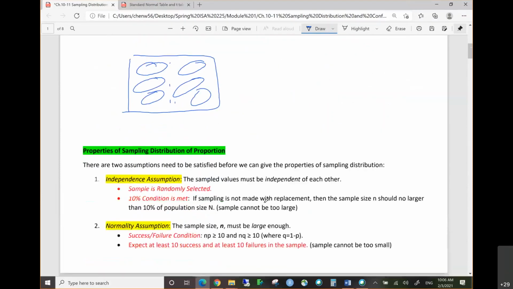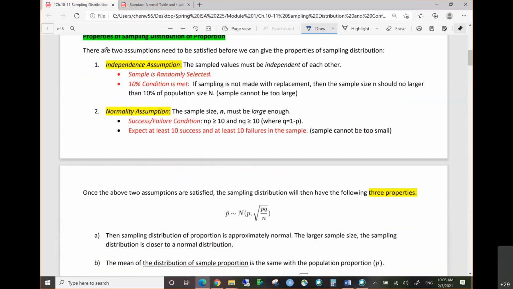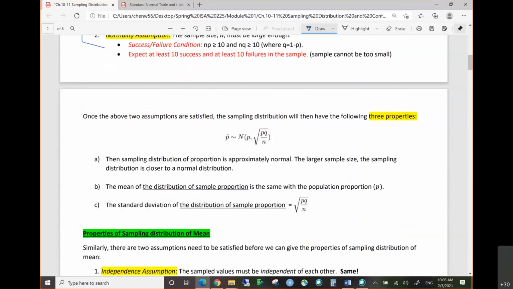And then based on this distribution, we say once these two assumptions are both satisfied, then we have these three properties, right? Within these three properties, the sampling distribution of proportion will follow a normal distribution with the mean equal to the population proportion, and the standard deviation equal to the square root of the population proportion times 1 minus the population proportion, divided by the sample size, right?